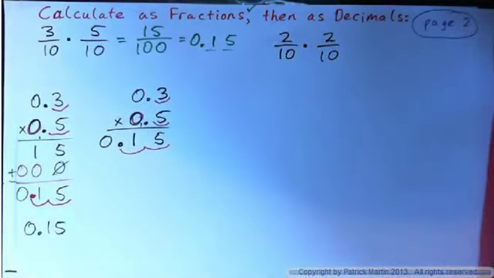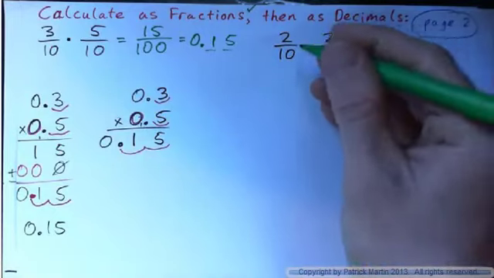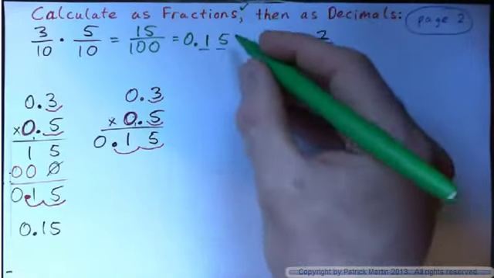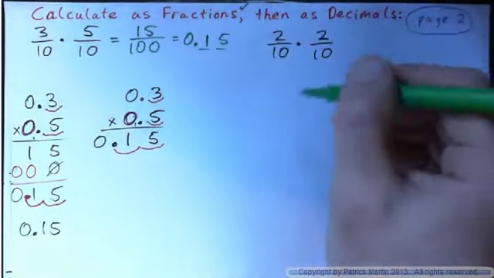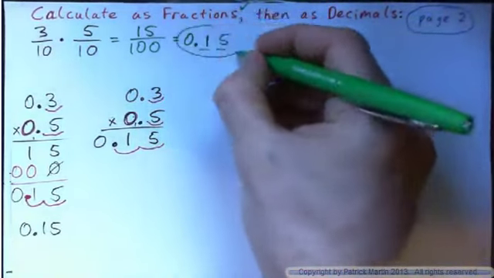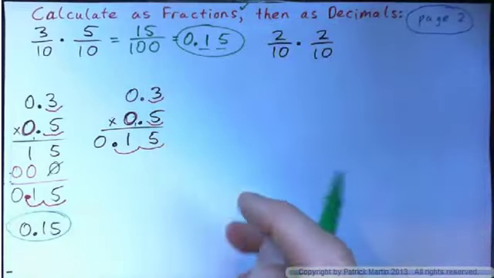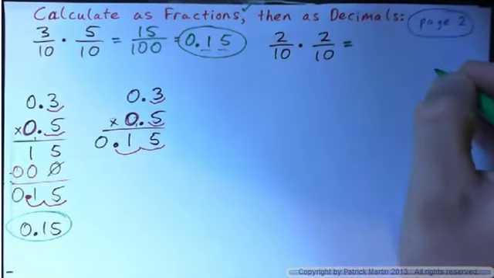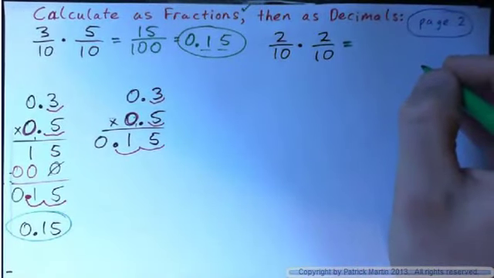So please press pause and try this one yourself. 2/10 multiplied by 2/10. I want you first to calculate it as a fraction, and then as a decimal. And remember last time, we got 0.15 in both cases, and you know they should be the same, right? So first of all, calculate as a fraction, and then as a decimal.